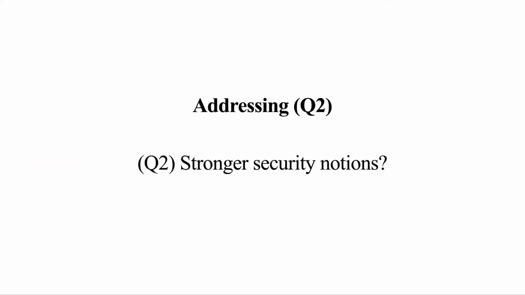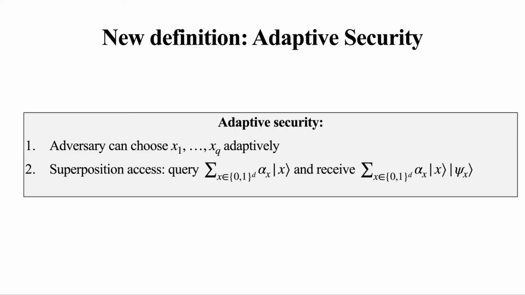Okay, so let's address the second question, which is to look for stronger security notions. We come up with a new definition of security called adaptive security. Here's the security notion. We allow the adversary to choose the inputs adaptively, meaning that the adversary can query x1, get q copies of the PRFS evaluation on x1, and then adaptively decide what the next input has to be. And then it can query x2, and so on.